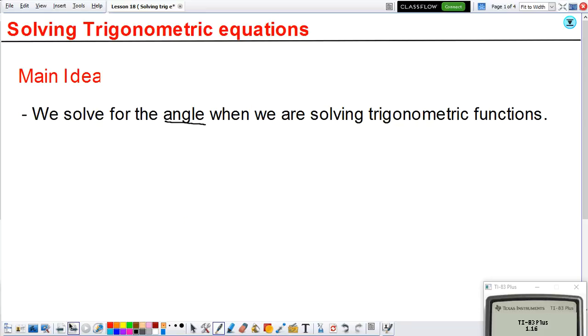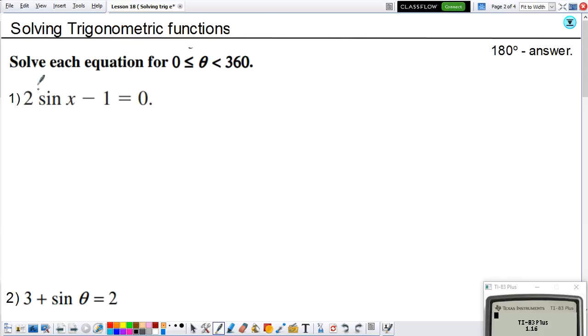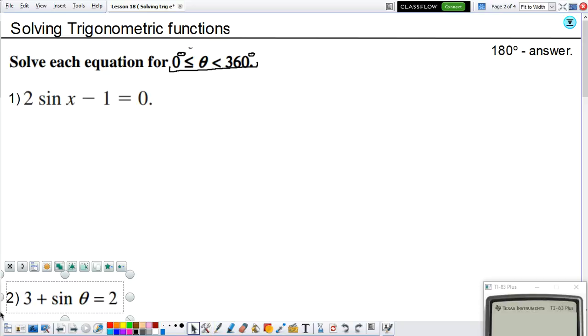So let's see some examples here. Now, we need to pay attention as to how they want our answers here. So they're asking us to solve each equation, and our angles, or our answers, need to be between 0 and 360 degrees. So keep that in mind. So how do we solve equations which involve trigonometric expressions?